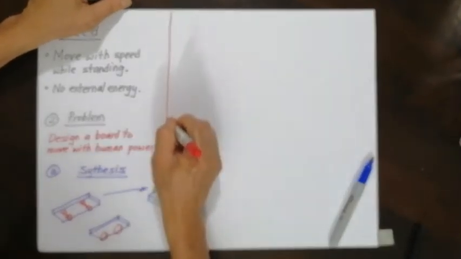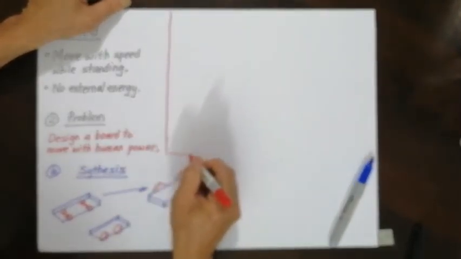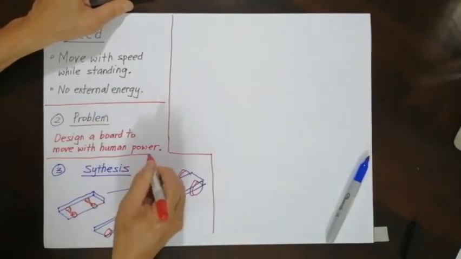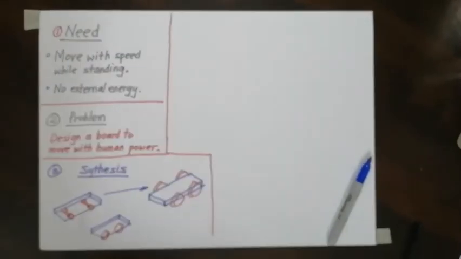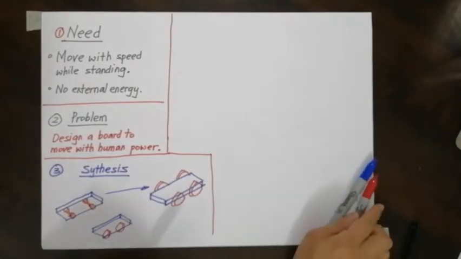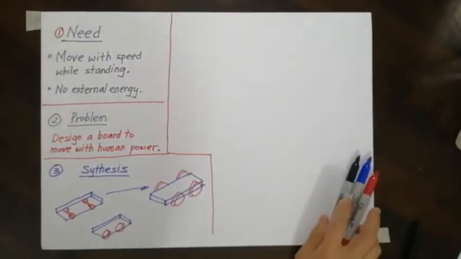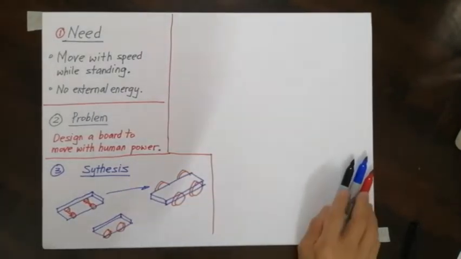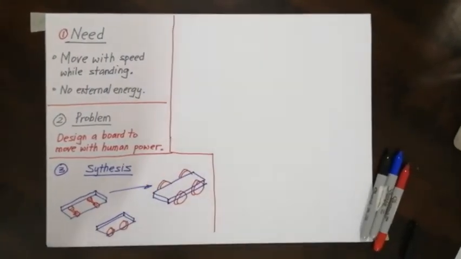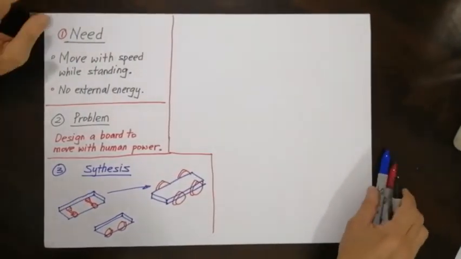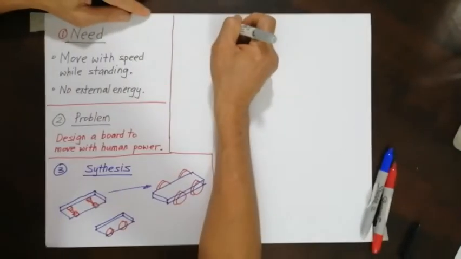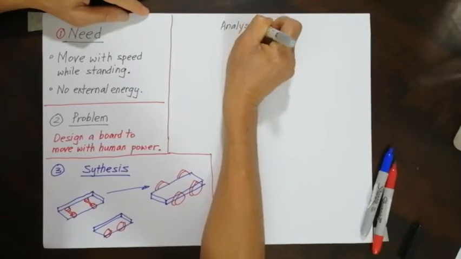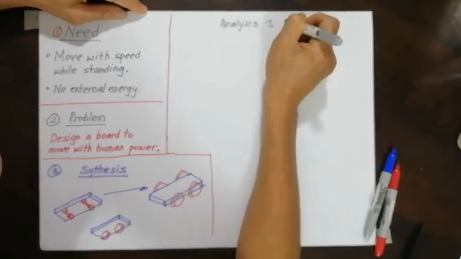So let me just draw the boundary here. You see there are three steps there. The first three steps are written here. Need, problem, and synthesis. Now we come on to the more serious thinking in engineering. It's called the analysis and optimization.